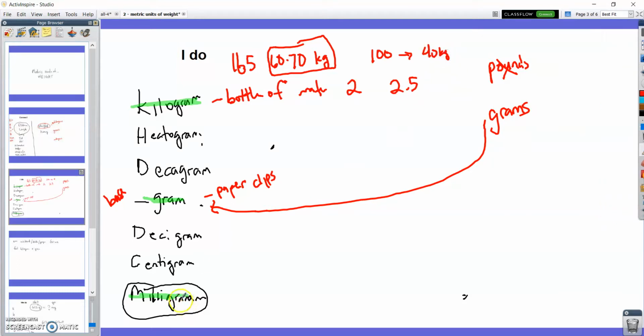Milligrams are extremely small. If you imagine taking a paper clip, a milligram is 1,000 times smaller than a gram. It's super, super teeny. I mean, it's 1/1000th of a paper clip in weight. Extremely small. The way you usually see them is in medicines.